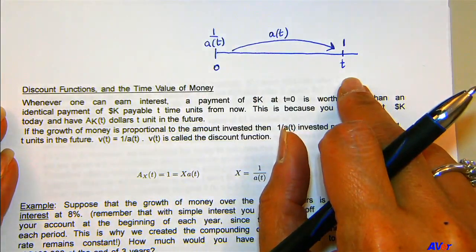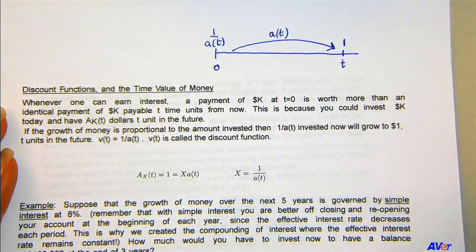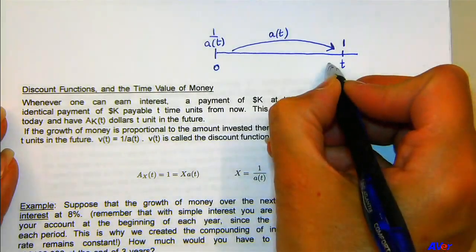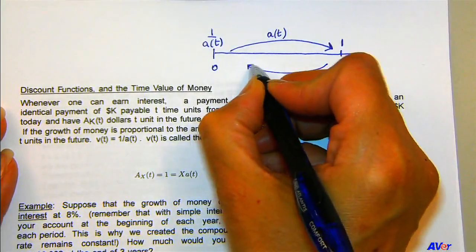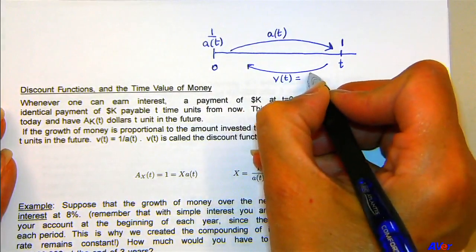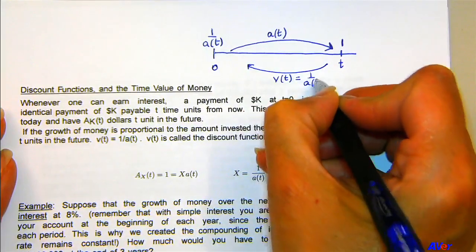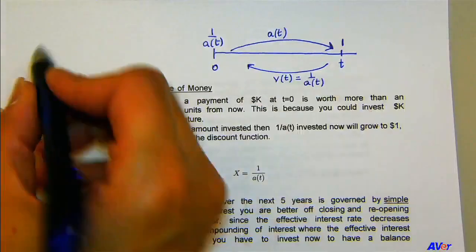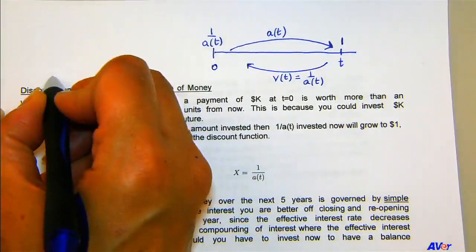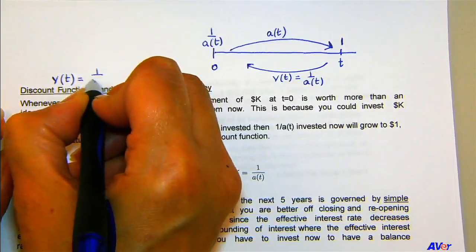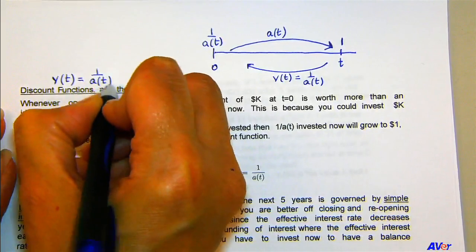Are you understanding me? Now there's a backwards function too, right? This is called the discount. V of t is equal to 1 over a of t. So this is called the discount function. So let's label it here. The discount function is v of t, which is always equal to 1 over a of t.